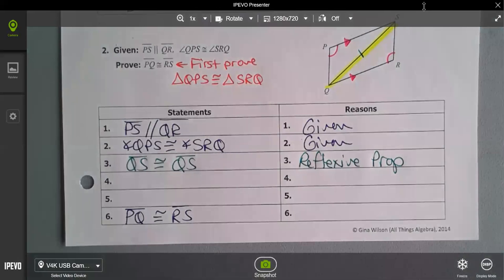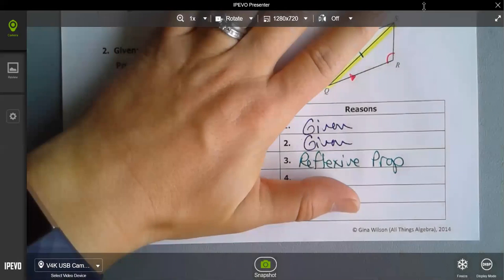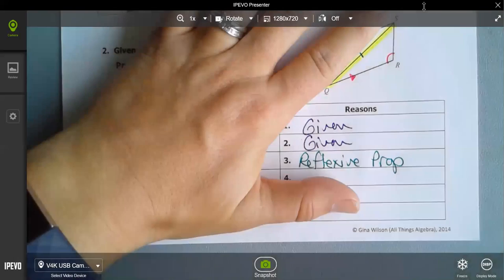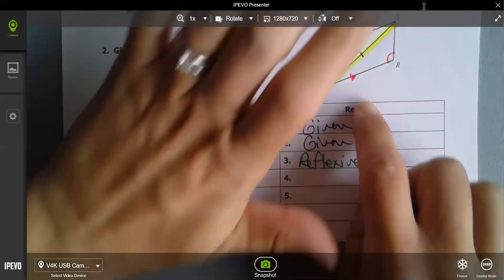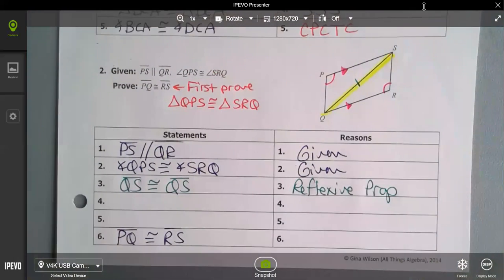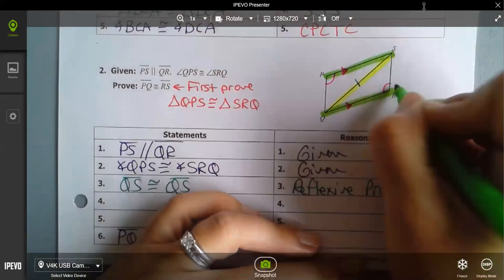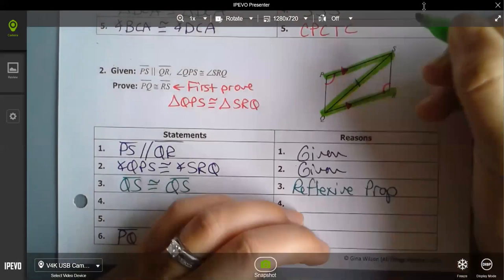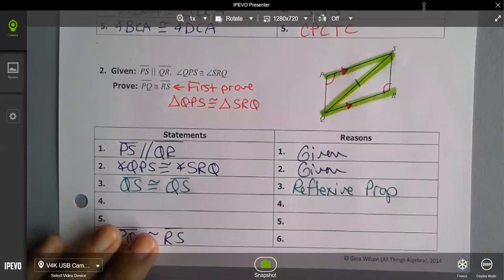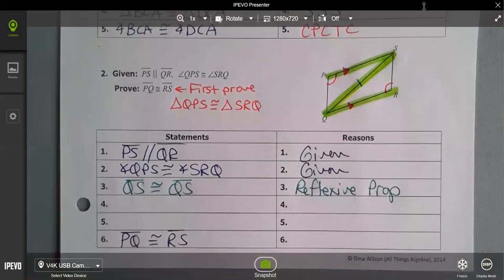Okay, now what? I don't have triangles congruent yet. I only have one side and one angle. That means that I have to use these parallel lines. So here's my parallel lines. Here is the transversal. Do you see the angles that are congruent?